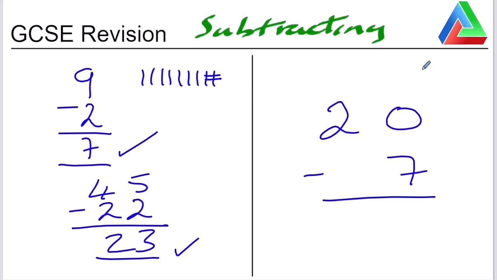We have to go into the tens column. So we've got two tens. Now we take one of the tens, which is 10 units, and we put it in the units column. So we've now got 10 units subtract 7 units. 10 subtract 7 is 3, and then we've got 1 ten left. So 1 ten, and we're not doing anything to it, so the answer is 13.